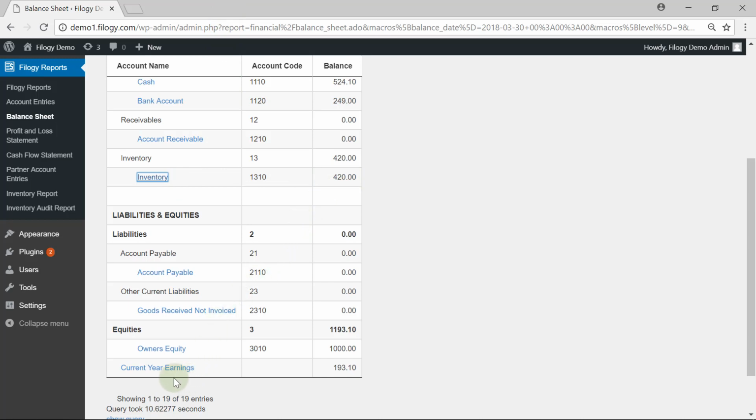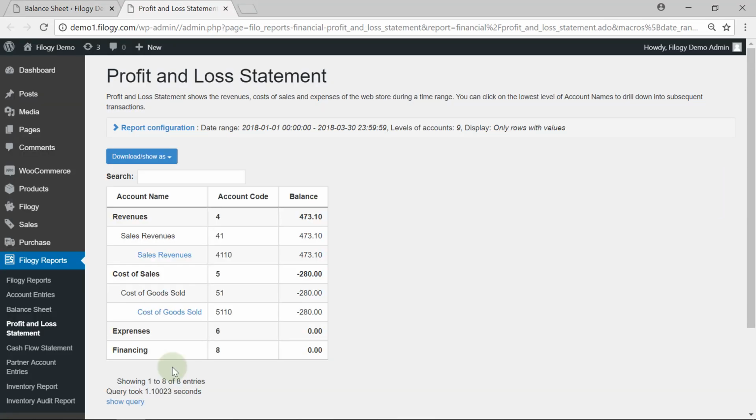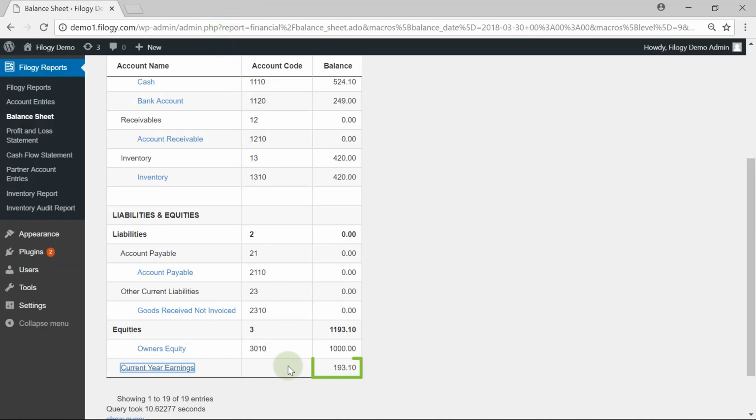I'd like to show another line, the current year earnings. This is your annual profit, which depends on this year's revenue and costs. Click this link. The profit and loss report is displayed. You can see your this year revenues and expenses. The report shows you had $473 revenue and $280 cost, with a difference of $193. This is the current year earnings. Let's go back to the balance sheet. Here's the $193 current year earnings value.